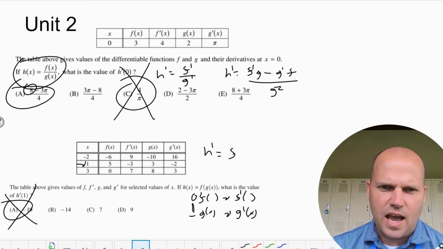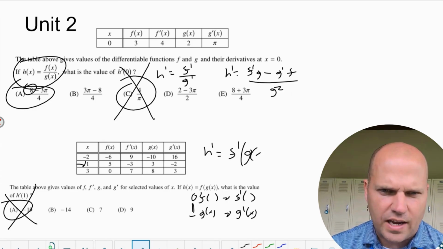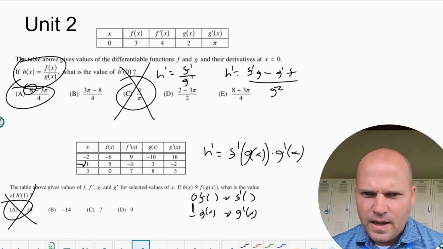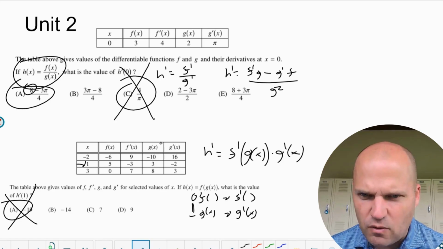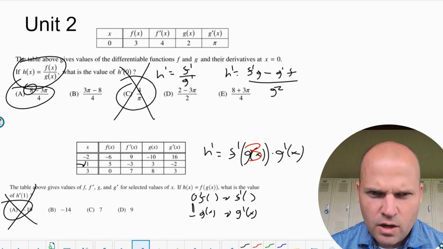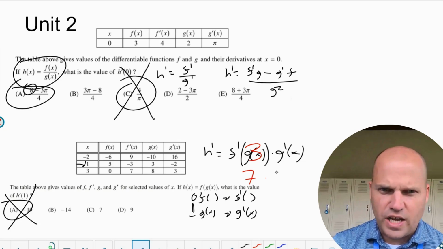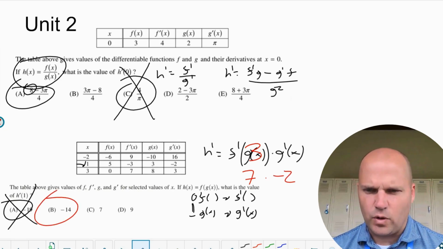h prime is f prime of g of x times g prime of x. We need to do h prime of 1. h prime of 1 needs g of 1, which is 3. We need f prime of 3, which is 7. We need g prime of 1, which is negative 2. And the answer is negative 14.